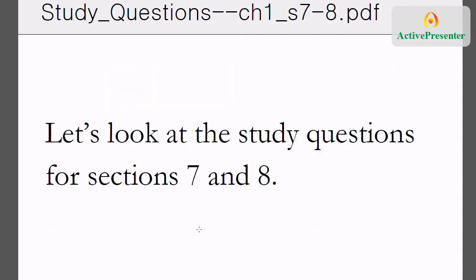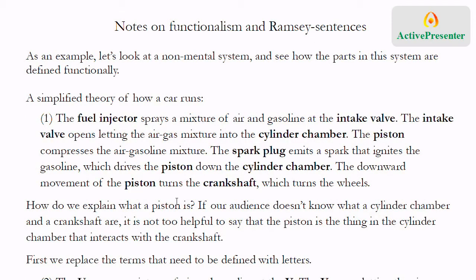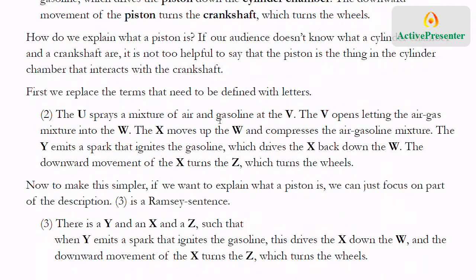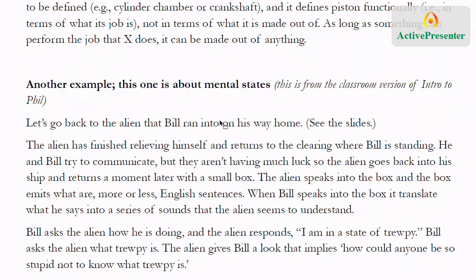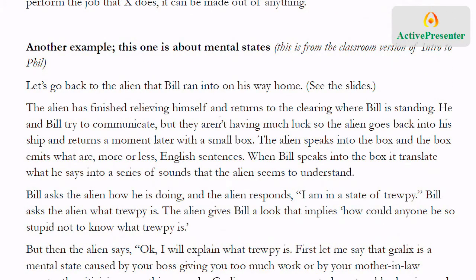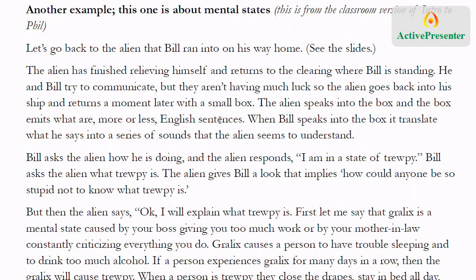Now I want to look at the study questions for sections 7 and 8. So these are online and you should have them printed out. On page 2, it starts with this theory about how a car works. This is not a mental thing, obviously it doesn't have to do with the mind, but it's a functional theory. Not a functional theory of the mind, but a functional theory of how a car runs. But I'm going to skip this right now. Maybe I'll come back to it. But what I want to look at is this example about the alien.